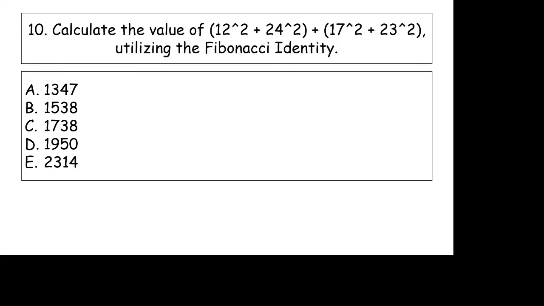Question number 10. Calculate the value of (12 squared plus 24 squared) plus (17 squared plus 23 squared), utilizing the Fibonacci identity.